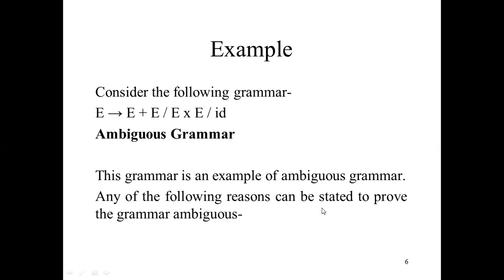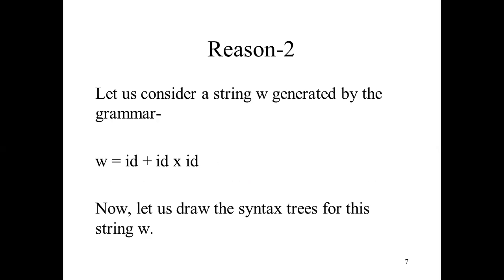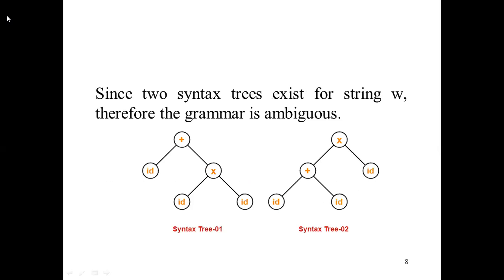Any of the following reason can be stated to prove the grammar ambiguous. Now another reason for this, let us consider a string W generated by the grammar. Again we have the same string, W is equal to ID plus ID into ID. Now let us draw the syntax tree for this string. Since two syntax trees exist in the preceding case, you have already seen that for the same string, we can draw the two syntax trees.